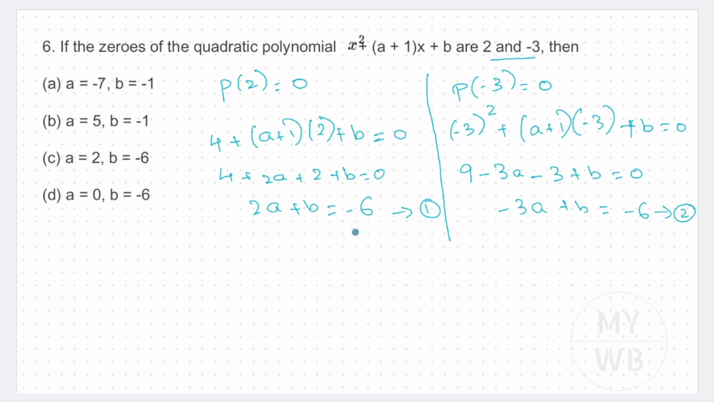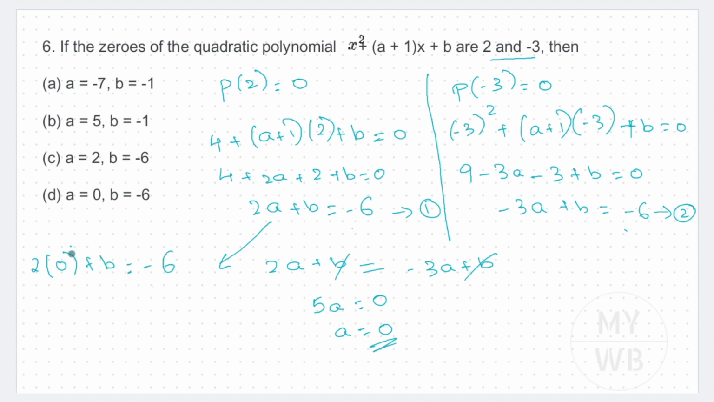We can actually equate both, minus 6 and minus 6, so we can just write 2a plus b is equal to minus 3a plus b. b gets cancelled, so 5a will be equal to 0 and a is equal to 0. Substituting a as 0 in this equation, we get 2 into 0 plus b is equal to minus 6, so this becomes 0, b will be equal to minus 6. So the answer is a is 0 and b is minus 6.